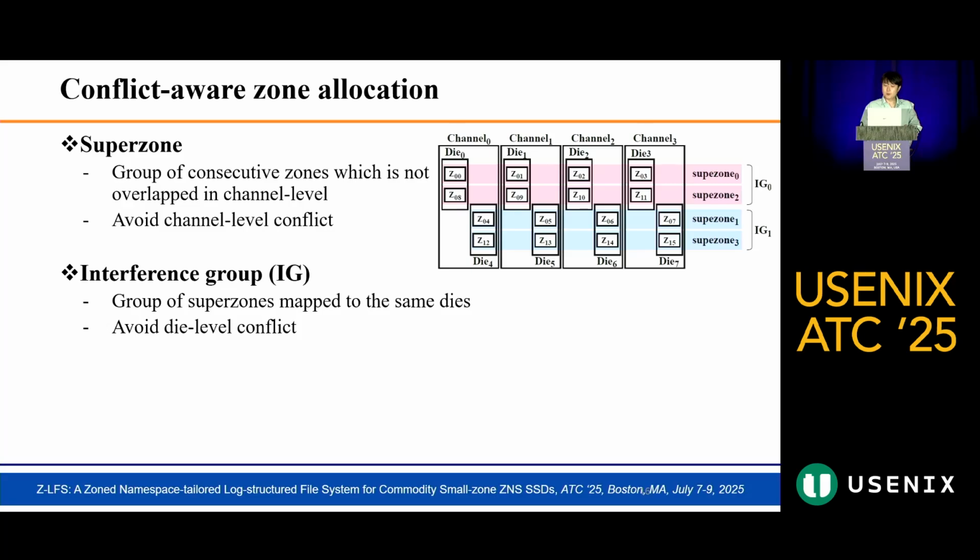Z-LFS avoids both channel and die level conflicts by managing superzones and interference groups, or IGs. A superzone is a group of consecutive zones that do not overlap at the channel level. By striping data across zones within a superzone, Z-LFS avoids channel level conflicts. An IG is a set of superzones mapped to the same dies. Routing to superzones from different IGs helps avoid die level conflict.